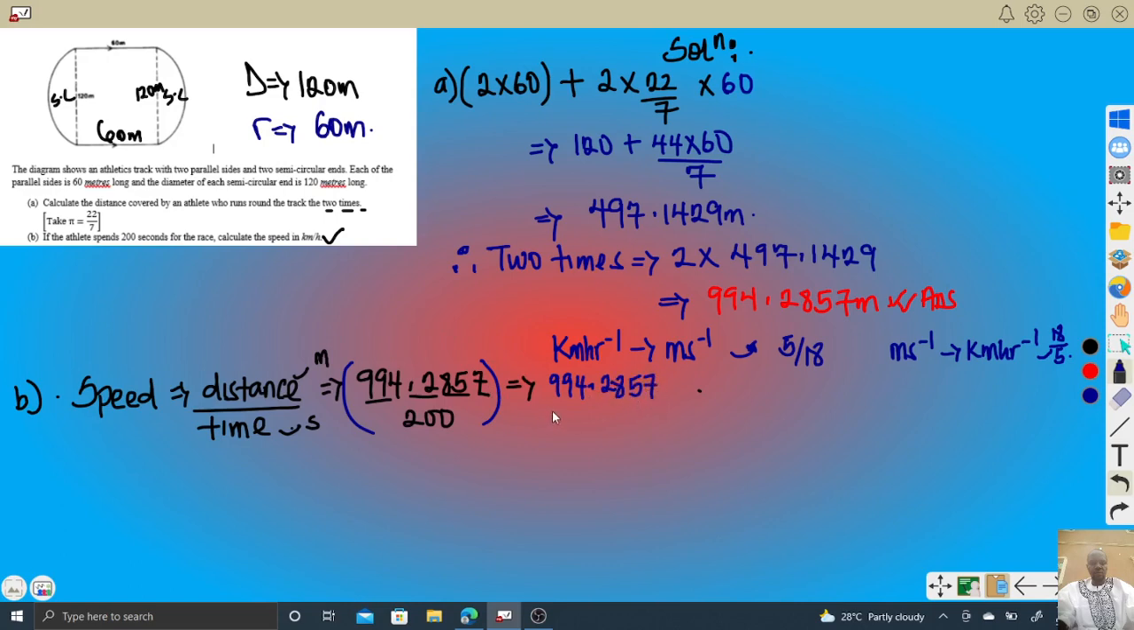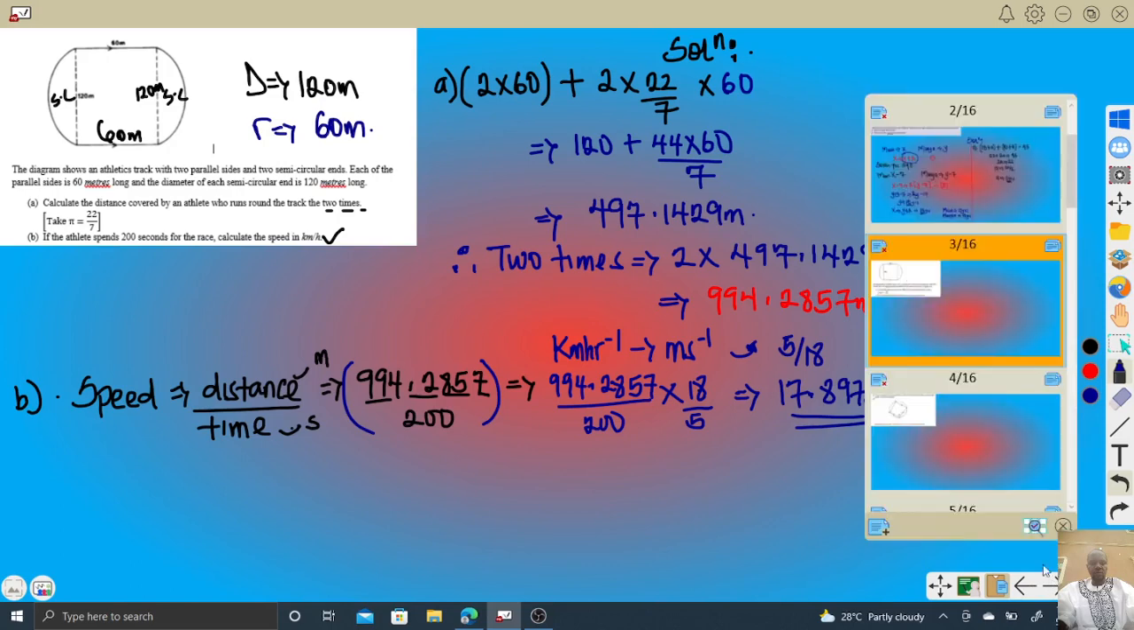994.2857 over 200. We are multiplying by 18/5. So my dear student, punch this on your calculator. I'm also doing that. Calculator is allowed. The answer will be 17.8973 kilometers per hour. So this will be the answer, and this is what you are expected to do. So we move to the next question. I think now we are on question 4.